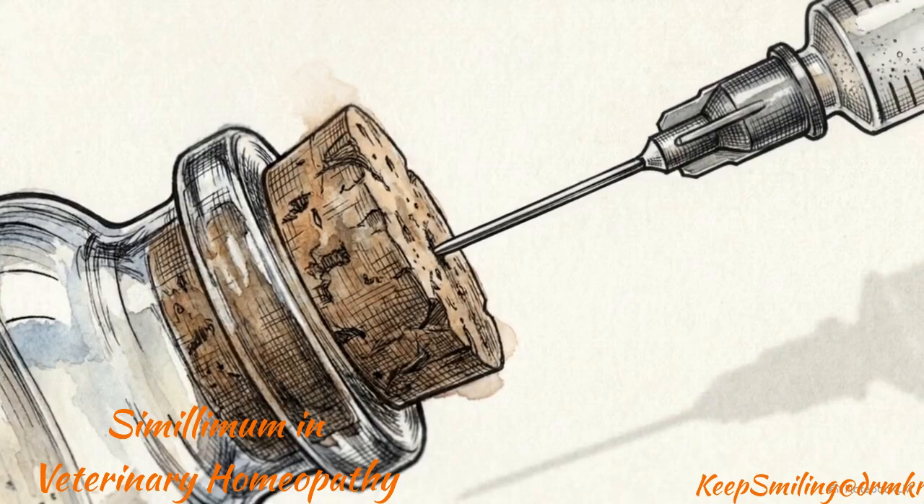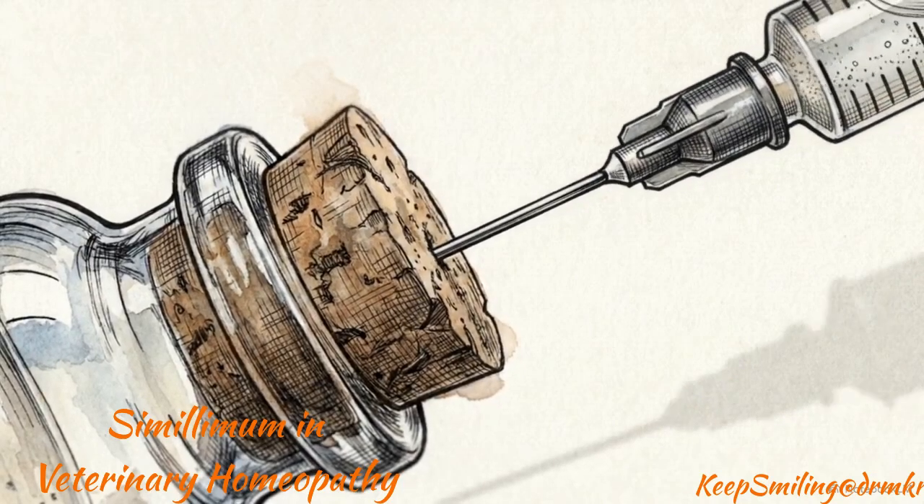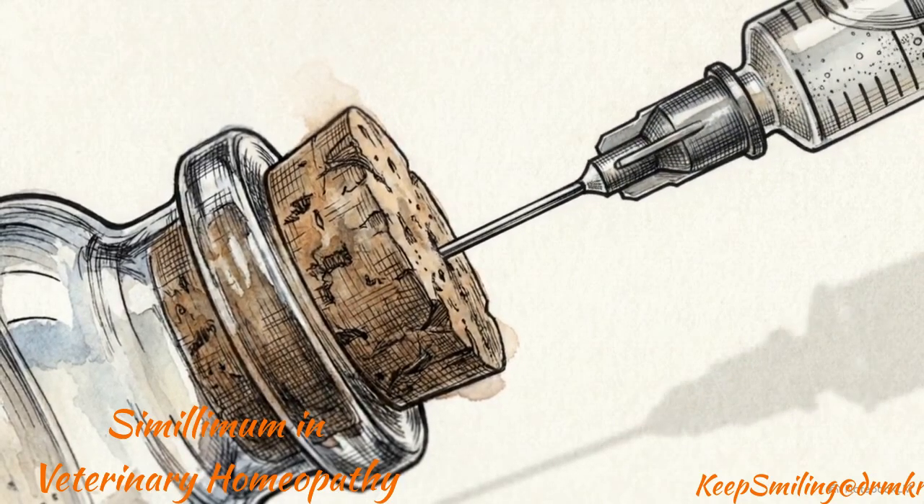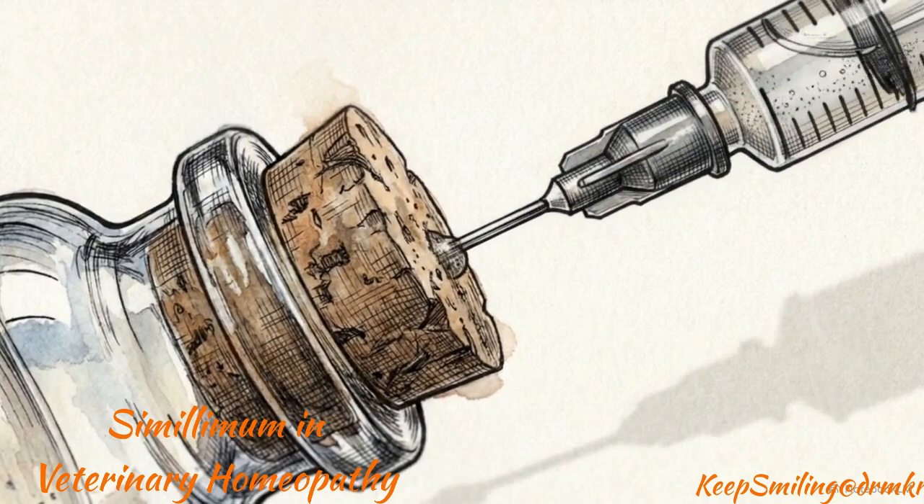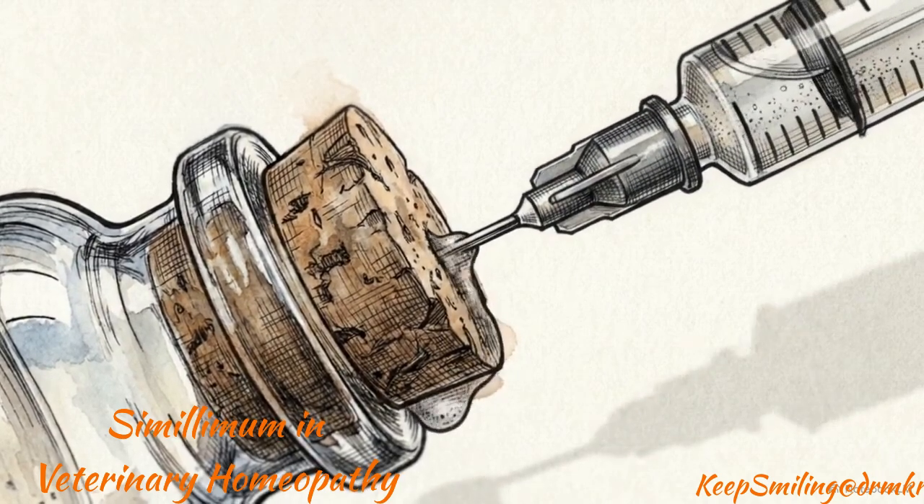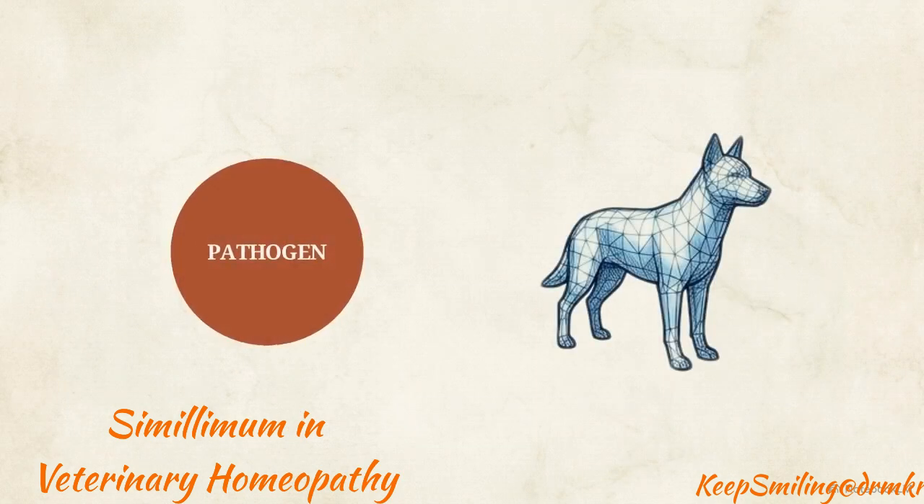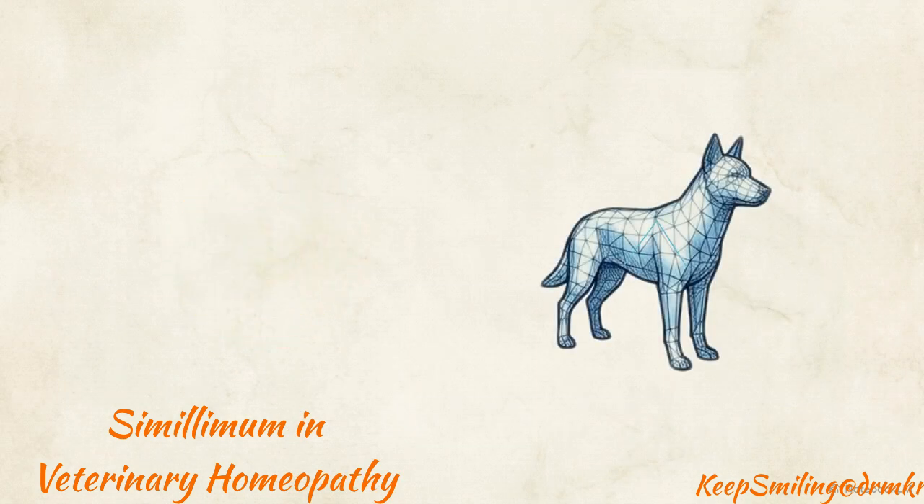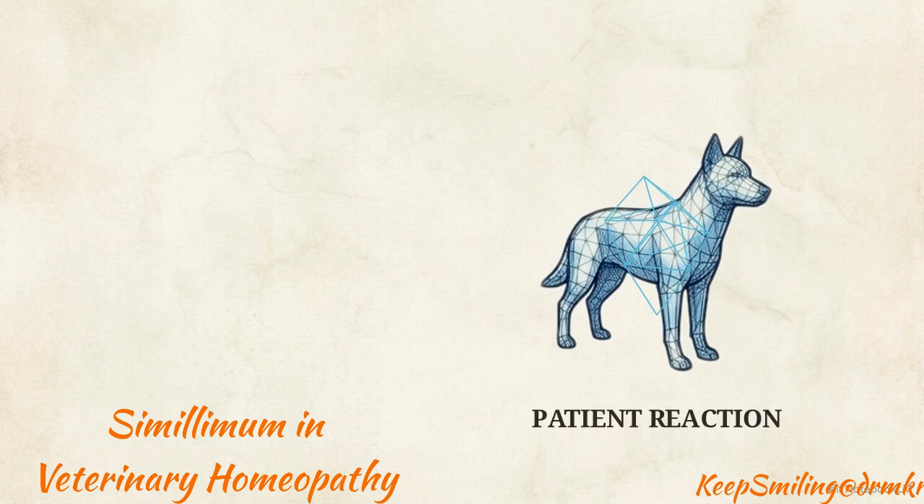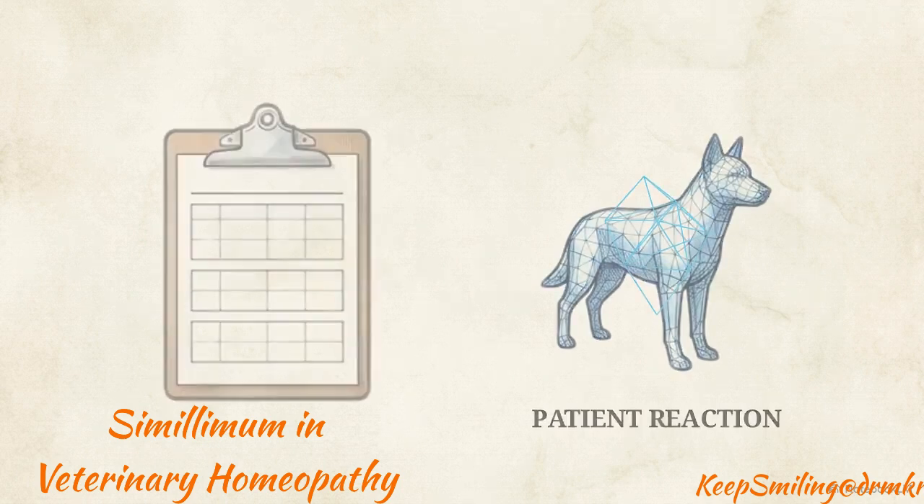Standard veterinary medicine is built on identifying a specific pathogen and neutralizing it with a targeted chemical agent. This model operates on direct intervention. Dr. Surjit Singh Makkar's Veterinary Homeopathic Clinical Materia Medica offers a different architectural approach to animal health. The foundational text replaces pathogen targeting with a rigorous, systematic methodology focused on the patient's reaction to illness.